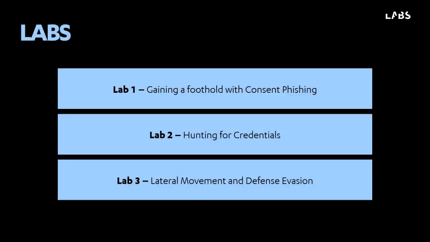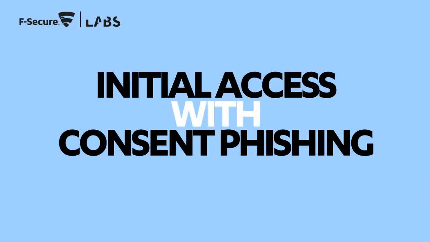So we've put together three labs that take us through the different stages of the kill chain. We're going to be starting off with consent phishing. And then the second lab will be hunting for credentials using a low privilege account. And then lastly, we'll be performing lateral movement and defense evasion. So let's start with our first one, consent phishing.